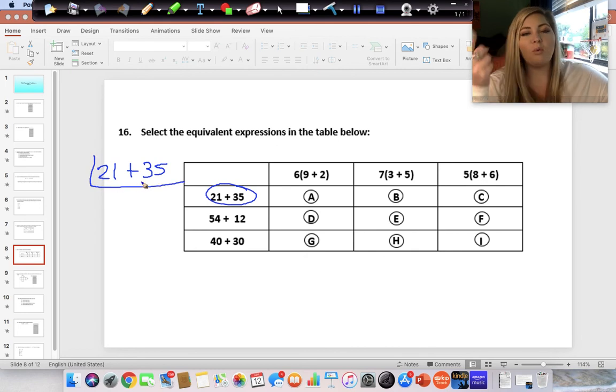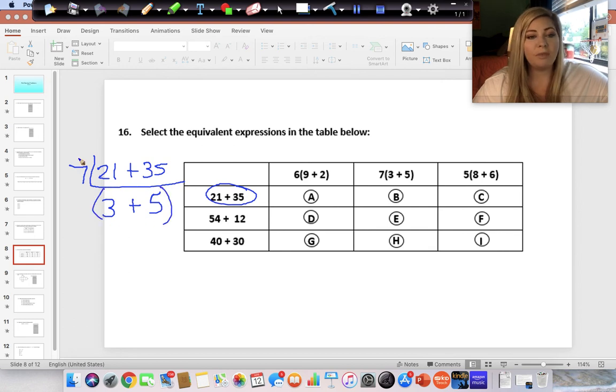Okay, and then you have to think, what number goes into both 21 and 35? You can go through, they're not even numbers, so 2 is not going to go into them. 3 will go into 21, but it will not go into 35. 4 won't go into them, 5 won't go into them, 6 won't go into them, but 7 will. 7 goes into 21 3 times. 7 goes into 35 5 times. We cannot take anything else out of 3 and 5, so this would be our answer. 7 on the outside and 3 plus 5 on the inside, which is this one.